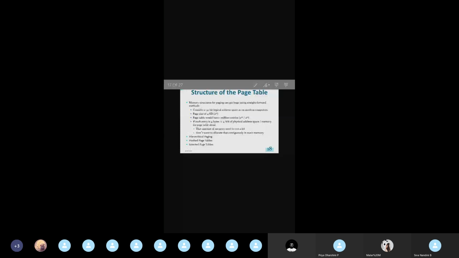Okay. Next we'll see the structure of the page table. So here, for example, I am saying we are using a 32-bit logical address space. So this means a 32-bit logical address space.